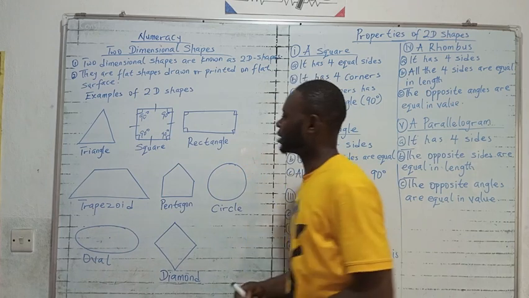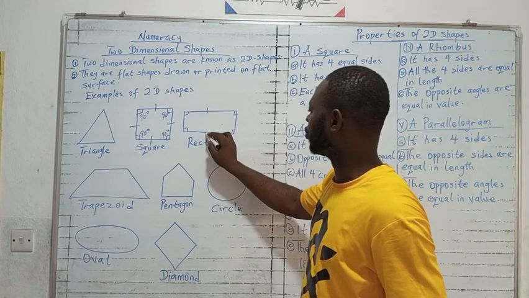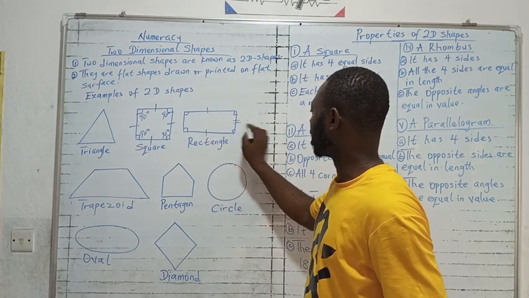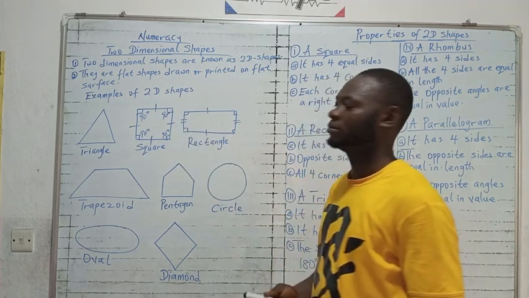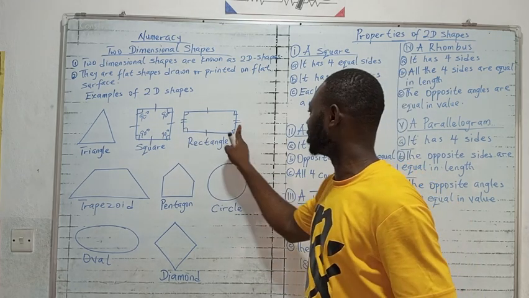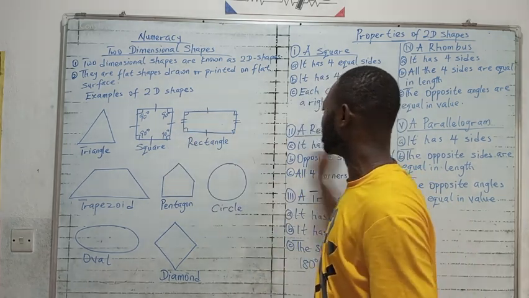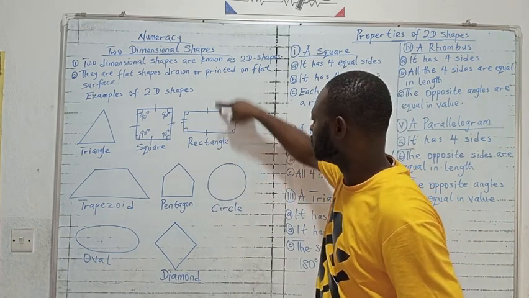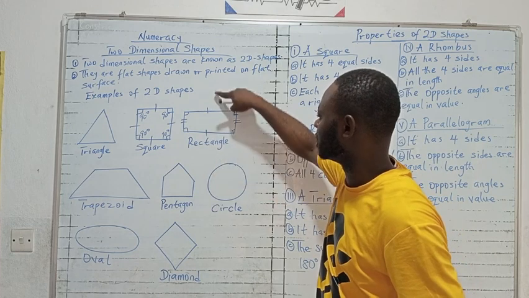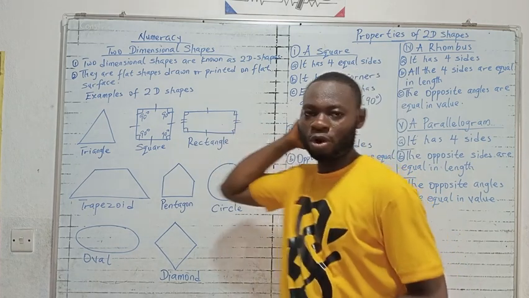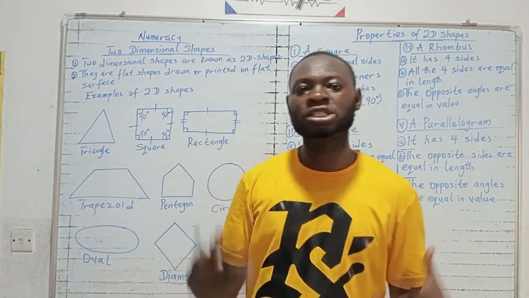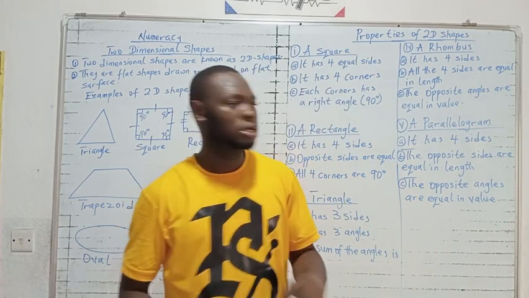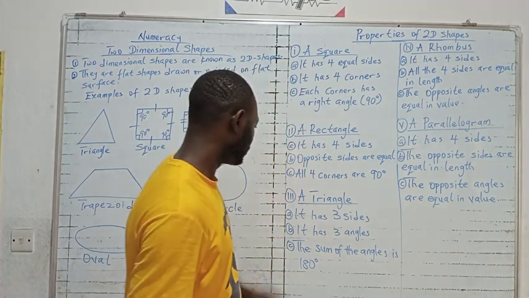So if this is our rectangle, this side is equal to this side. Alright, because this side is opposite to this side, the property says that these opposite sides are equal. This side is opposite to this side, so the property says that these 2 sides are equal. That's what it means by opposite sides of a rectangle are equal.